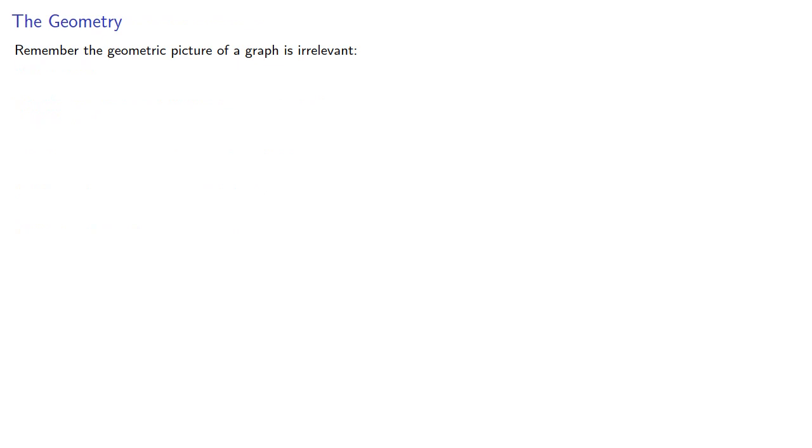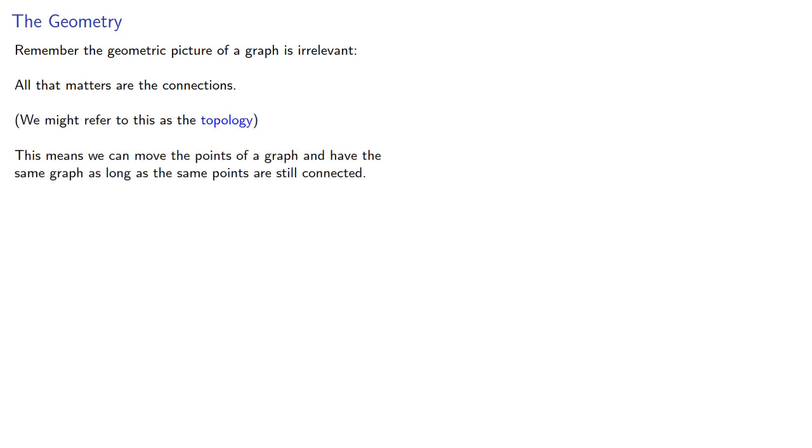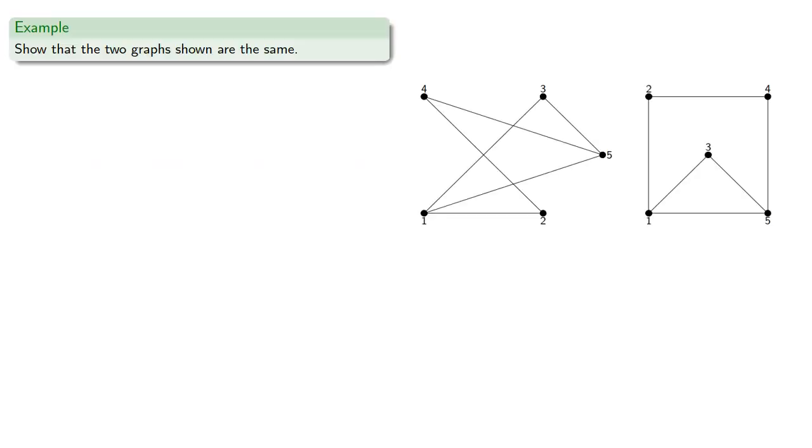Remember, the geometric picture of a graph is actually irrelevant. All that matters are the connections. We might actually refer to this as the topology. This means that we can move the points of a graph and have the same graph as long as the same points are still connected. So, we might have two very different looking graphs, but it turns out that they're actually the same.